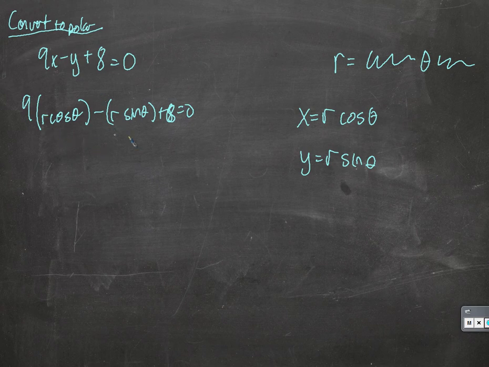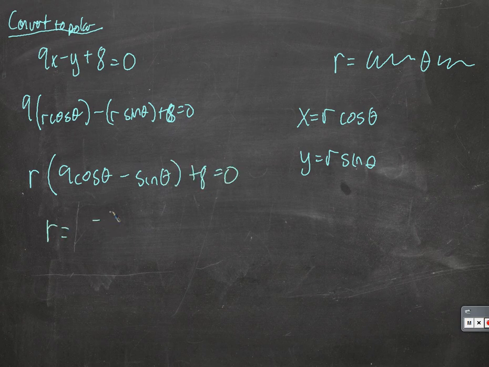This term and this term both have r's in them, so we'll factor out that r. We'll get r times (cosine theta minus sine theta) plus 8 equals 0. We'll solve for r, and r is going to be equal to negative 8 divided by (cosine theta minus sine theta). Okay, and there we go. I mean, that's good enough. That is a function of theta. It gives r, and it will create the same graph as this because we know that x and y were replaced with equivalent expressions.